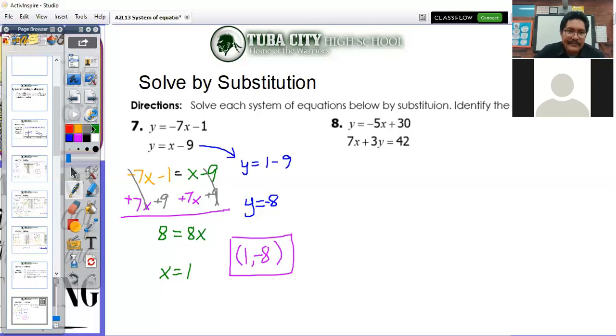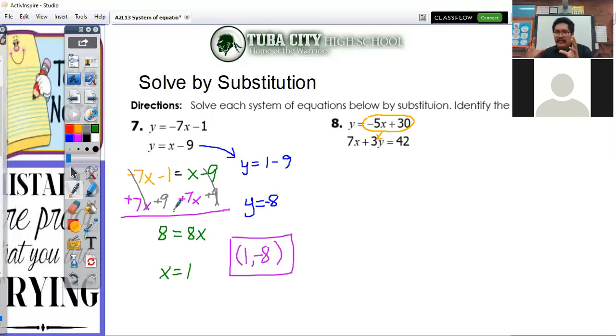Okay, so there we go. Let's go ahead and do this next one here. My top equation is already solved for y. y is already by itself. So what I need to do is take all this and drop it in right there, because again, this y and that y are the same thing. So if it's solved for y, take all of that stuff, the negative 5x plus 30, and put it into the other one, into the 3y. Take that y out, and we're going to have to put in that stuff.